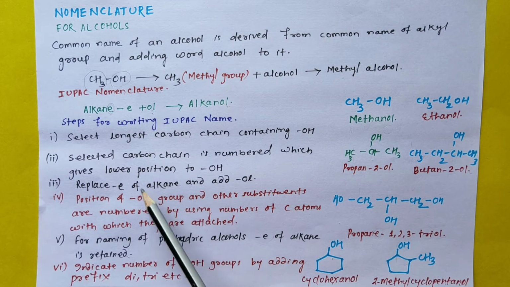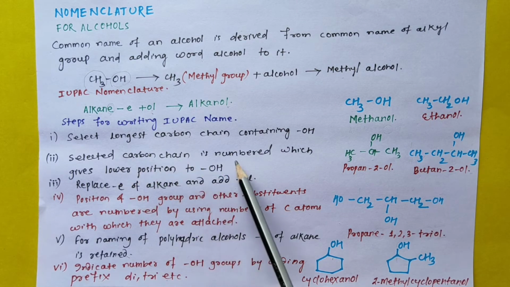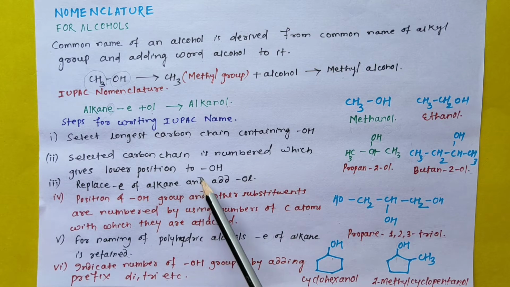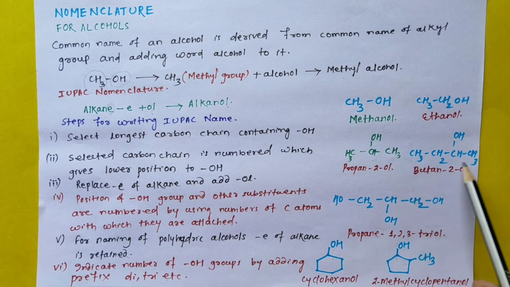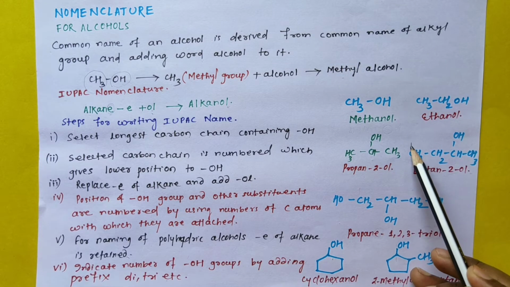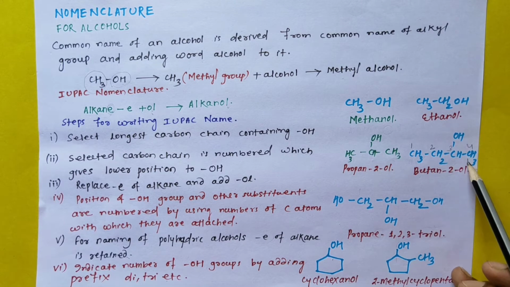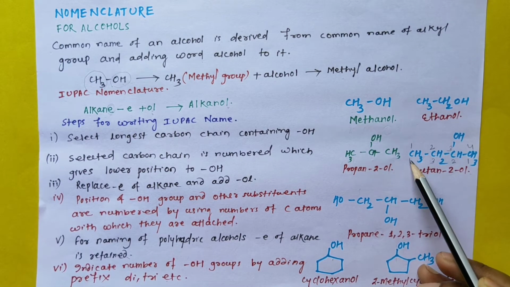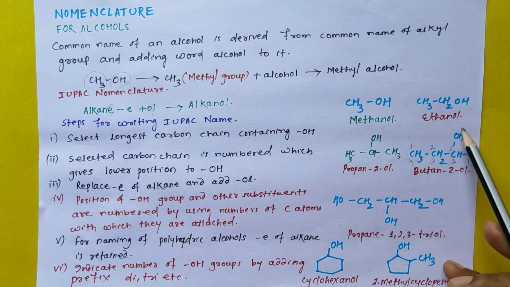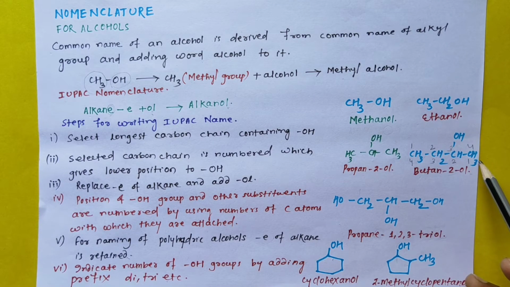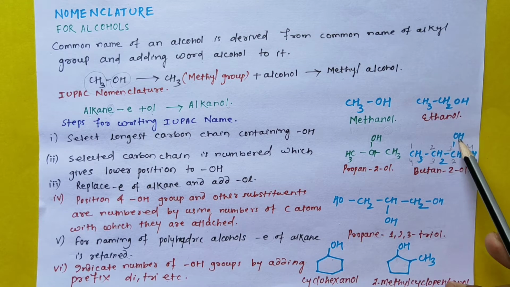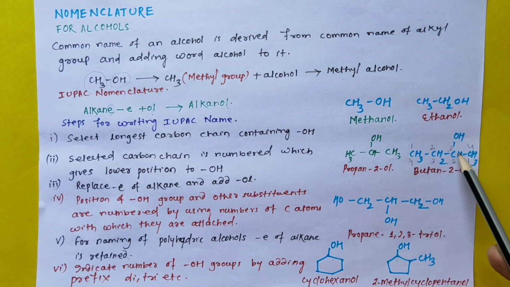Next is, the selected carbon chain is numbered so as to give the lower position to OH. That means, if this is the longest carbon chain, then we have to number it. I am numbering 1, 2, 3, 4 from left to right. From right to left, 1, 2, 3, 4. So you see where OH gets the minimum position. When we move from right to left, we get OH at the second position. When we move from left to right, we get OH at the third position. So the minimum position is the second position. That means we have to number from the right in this particular case.